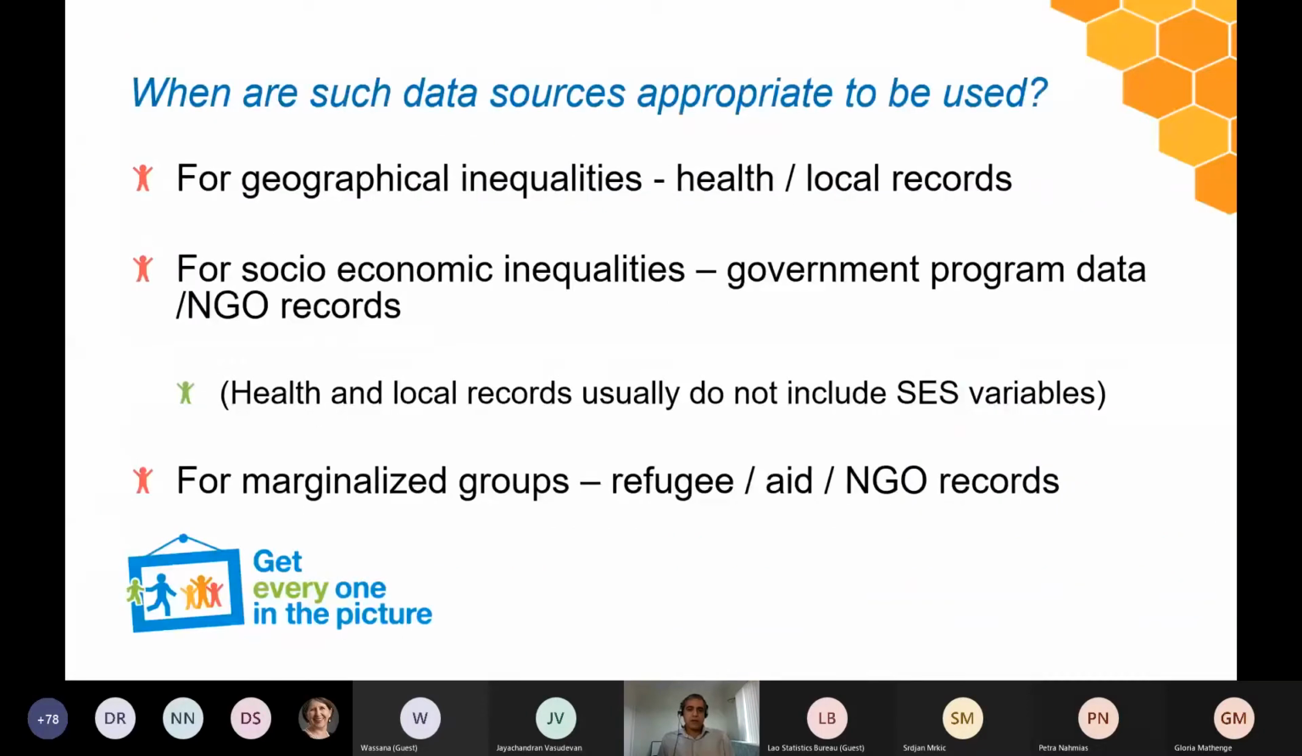When are such data sources appropriate to be used? The experience has generally been that to measure geographical inequalities, health records or local records might be more appropriate, given their broad dispersion across the whole population. For socioeconomic inequalities, you might want to use government program data or NGO records, because health and local records usually do not include socioeconomic variables. And for marginalized groups, you would need to use refugee records or aid program records.